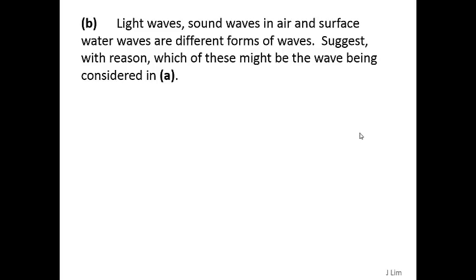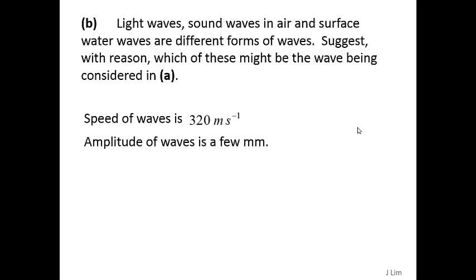Light waves, sound waves in air, and surface water waves are different forms of waves. Suggest with reason which of these might be the wave being considered in A. Now the speed of the waves is 320 meters per second. The amplitude is only a few millimeters.